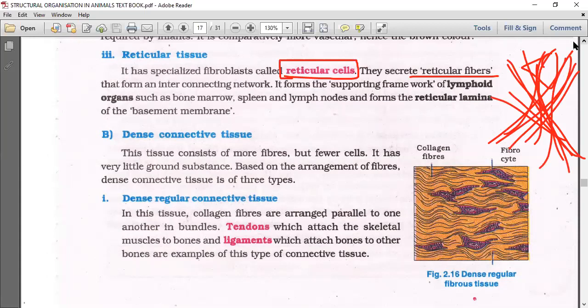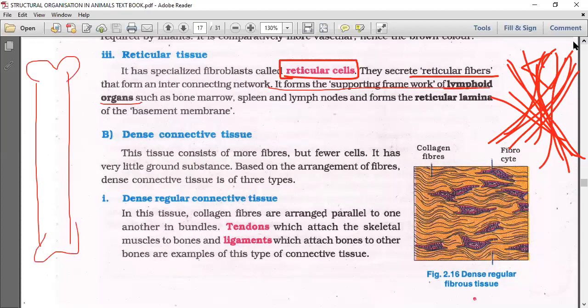In reticular fibers, an interconnecting network will be found. It forms the supporting framework of lymphoid organs. Reticular tissue forms the supporting framework of lymphoid organs such as bone marrow. Let me show you the bone. In the bone, there is a stuff that has bone marrow. So imagine this is the bone marrow. This bone marrow is surrounded by the supporting framework of lymphoid organ. So I am talking here that reticular tissue forms the supporting framework of lymphoid organ, like this, the black one I showed.